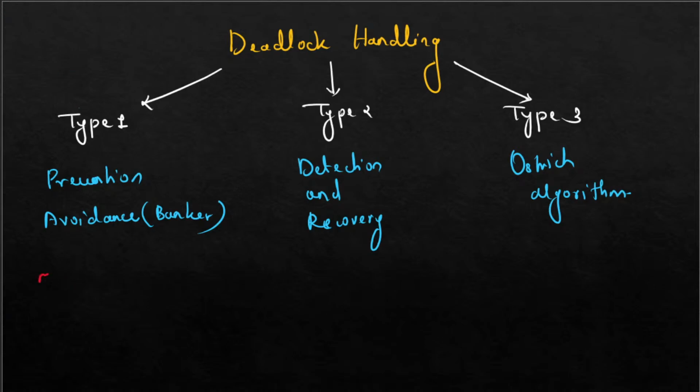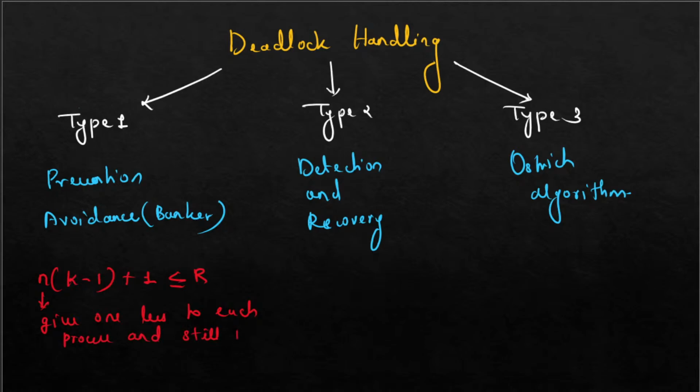So it is n(k minus 1) plus 1 smaller than or equal to r. So give one less to each process and still have one left extra to prevent deadlock.